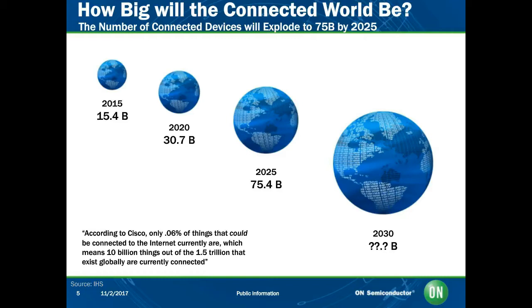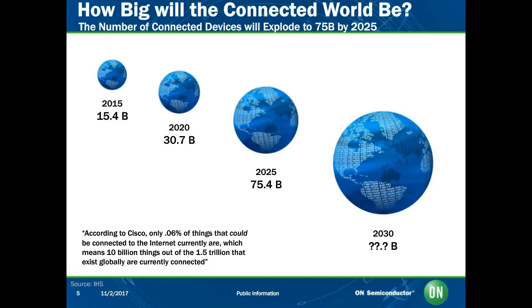These numbers represent incredible growth in the industry. Today, there's somewhere around 15.4 billion connected devices, and according to IHS, that number is expected to expand to 30.7 billion in 2020 and 75.4 billion in 2025. So the real question for us to continually assess and evaluate is how big is the IoT going to be in 10, 20, 30 years from now?